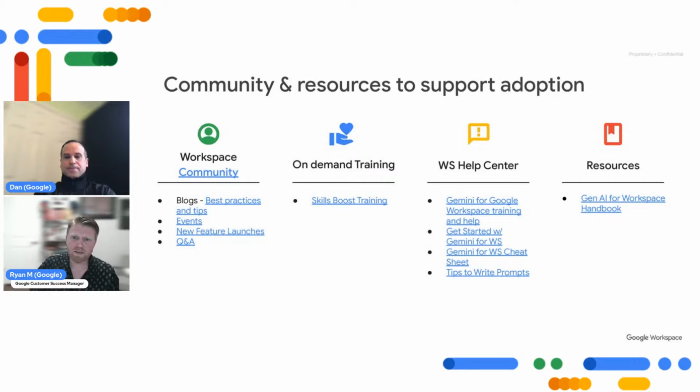And then there's the Gen AI Workspace Handbook. This is a great resource, I think it's like 25 pages, but it goes into very detailed analysis on where we're seeing impact across lines of business with organizations. It can get you thinking about where you can get value out of Gemini for Workspace. So we really encourage folks to take a look at that, and it has a lot of great resources there.